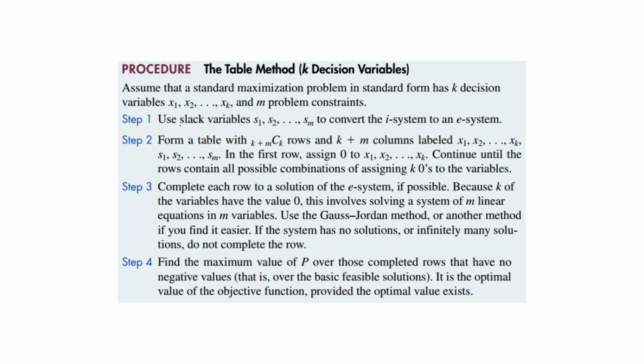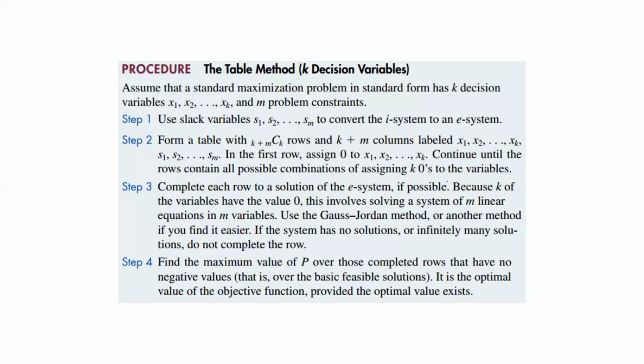That's not a problem. And then we're going to form a table, and what we're going to do is use combinations. It's going to be k plus m choose k. So that's going to be k plus m columns. And so, our columns are going to be labeled x1, x2, x3, all the way to xk, and our slack variables after that, s1 through sm.